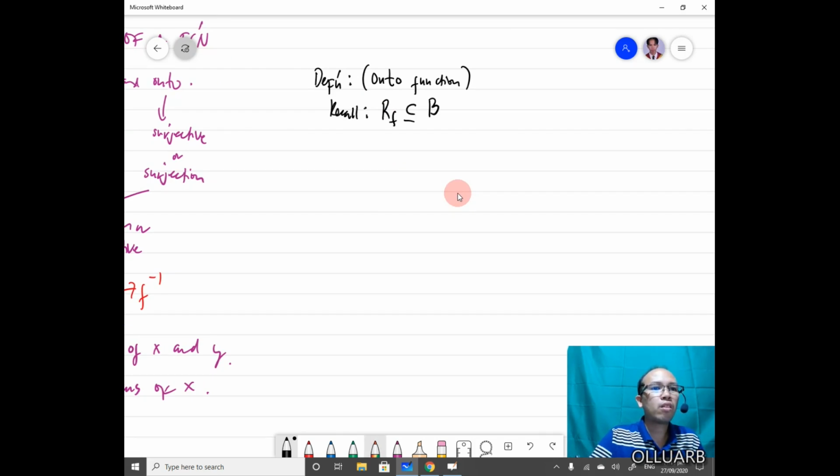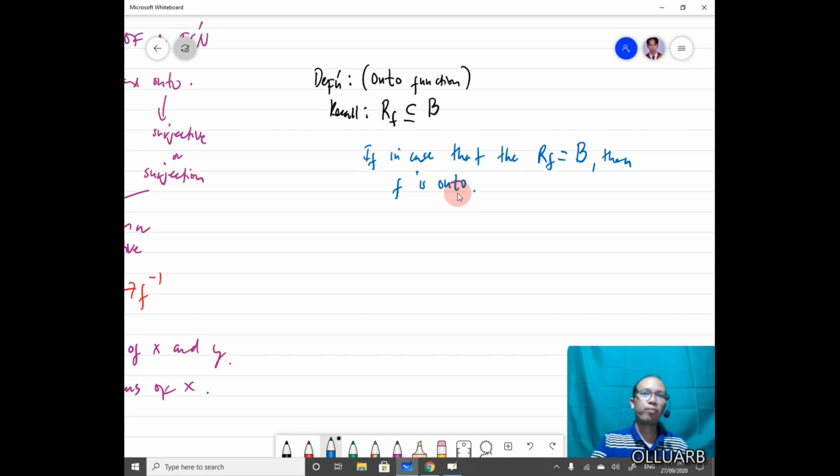Let's have another color, let's try blue. In case that the range R sub f is equal to the codomain, then your function f is onto. That would be easy.